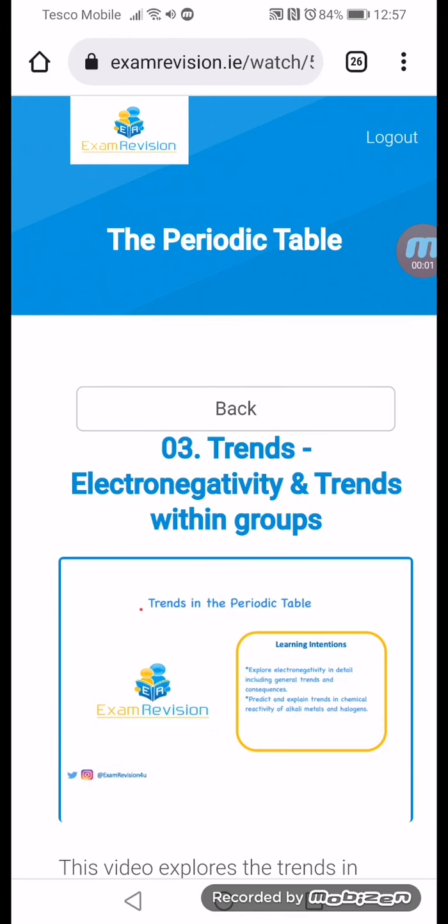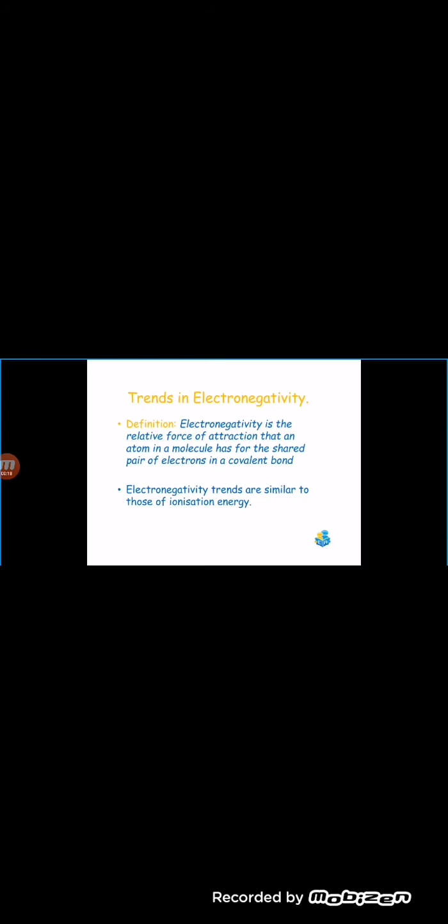So in this video we're going to continue looking at trends in the periodic table, but this time we're going to explore electronegativity, including general trends and consequences, and we're going to predict and explain trends in chemical reactivity within certain groups, specifically the alkali metals and the halogens. So let's start with the definition of electronegativity.